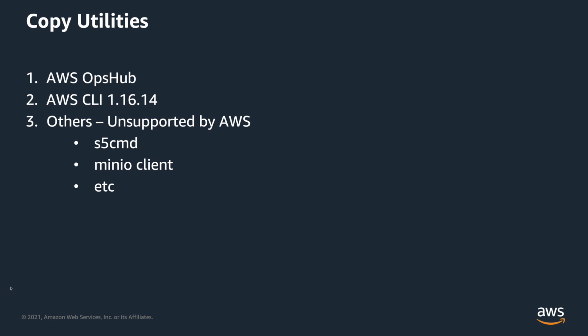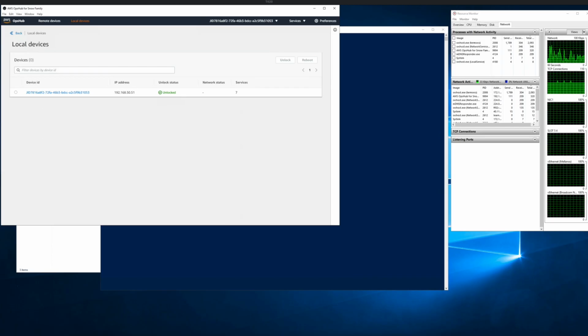Now, to perform the copy, there are several utilities you can use: AWS Ops Hub, AWS CLI, 1.16.14. Newer versions may not work correctly with the Snowball Edge device. And then there are other utilities that are unsupported by AWS, such as S5 CMD, the MinIO client, and many others. So let's just jump straight into doing our copy process.